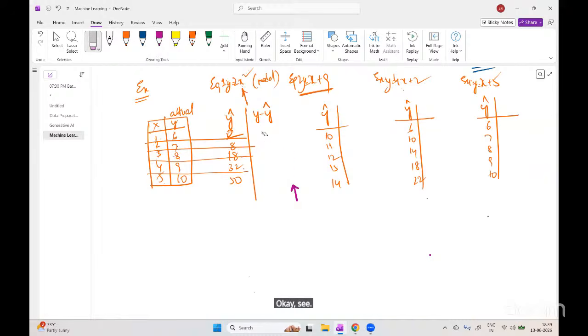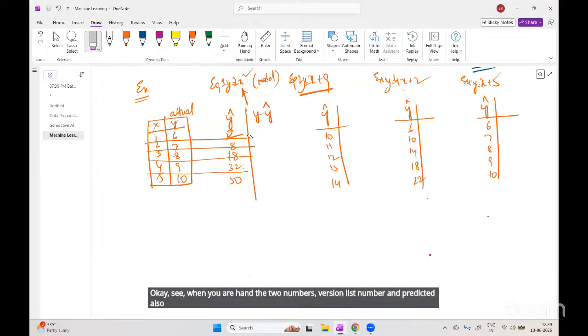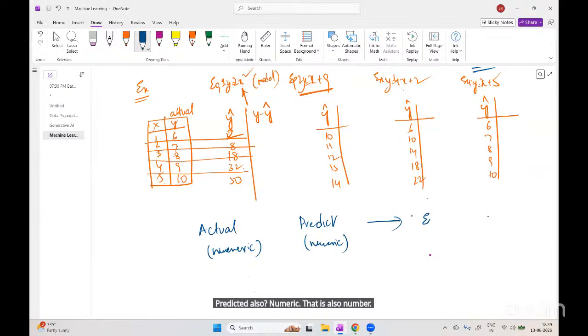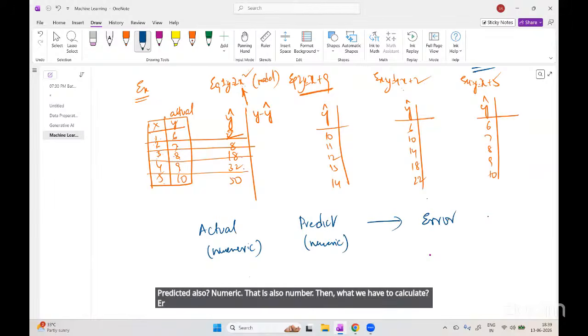See, when you have two numbers, original is a number and predicted is also a number, then we have to go with the difference. That difference we call errors. Actual is numeric, predicted also numeric. Then what we have to calculate? Error. That is nothing but the difference between those two.